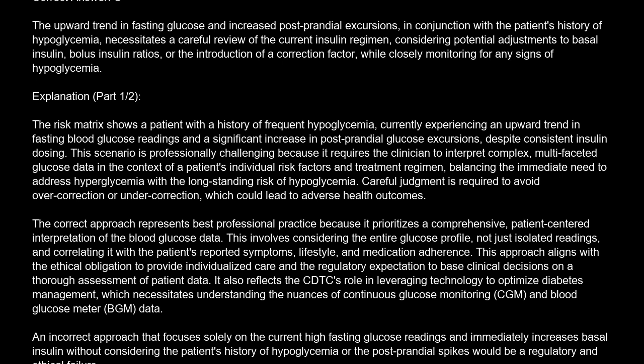The correct approach represents best professional practice because it prioritizes a comprehensive, patient-centered interpretation of the blood glucose data. This involves considering the entire glucose profile, not just isolated readings, and correlating it with the patient's reported symptoms, lifestyle, and medication adherence. This approach aligns with the ethical obligation to provide individualized care and the regulatory expectation to base clinical decisions on a thorough assessment of patient data. It also reflects the CDTC role in leveraging technology to optimize diabetes management, which necessitates understanding the nuances of continuous glucose monitoring, CGM, and blood glucose meter, BGM, data.